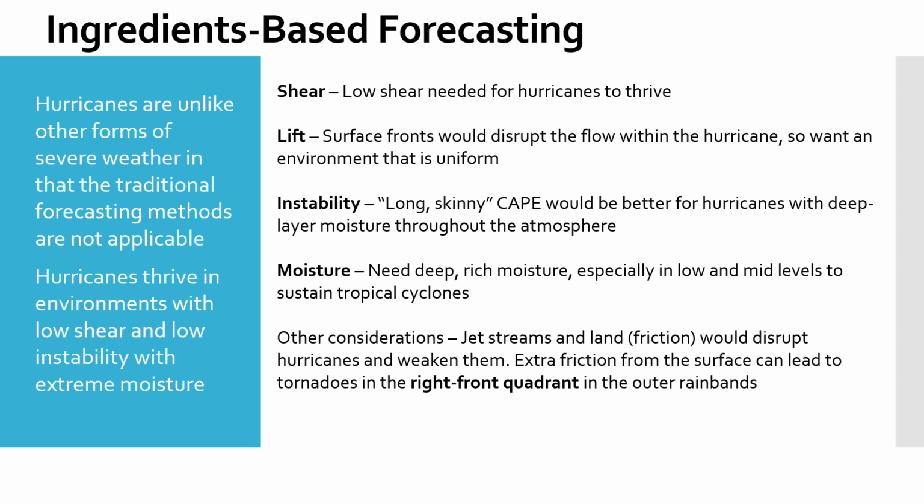However, this friction from land can play an important role in the formation of tornadoes, and when tornadoes do tend to form in tropical cyclones or hurricanes, they almost always form in the right front quadrant, typically within the outer rain bands. So if we have a tropical cyclone making landfall, the right front part of the storm is where we're going to be looking for tornadoes to possibly form.